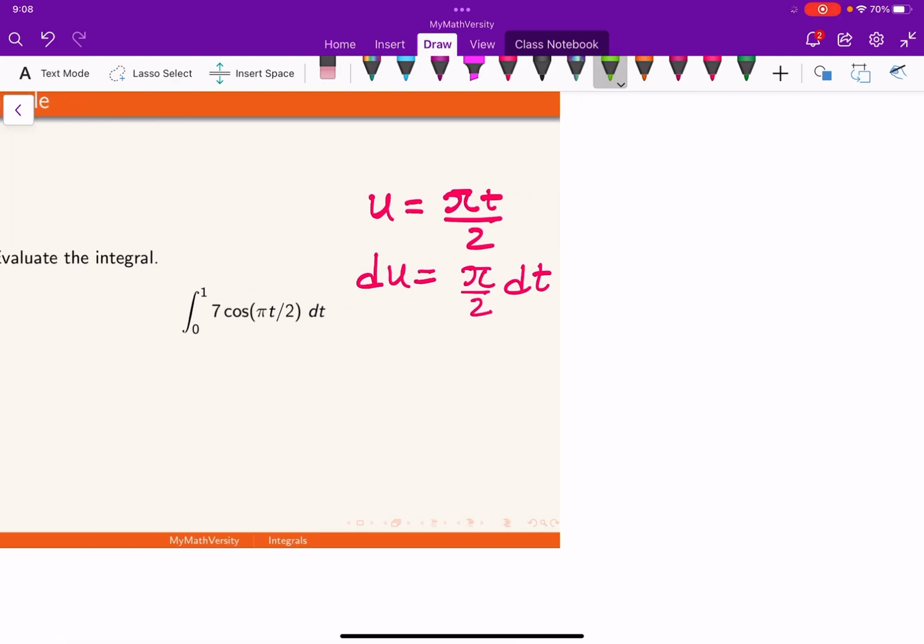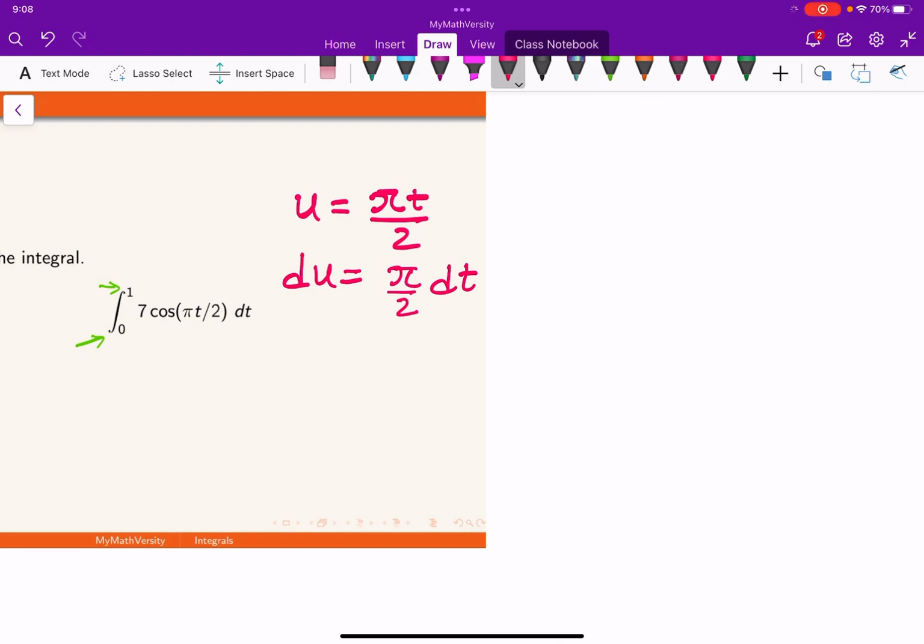But not only these two, I actually want to also change the limits of integration over here, everything in terms of u. Currently these are values of t, and I want to change them also in terms of u. Here's what I can do. Since we have a relationship between t and u, let's use that relationship and see, when the value of t is 0, and plug that in over here, what do we get for u?